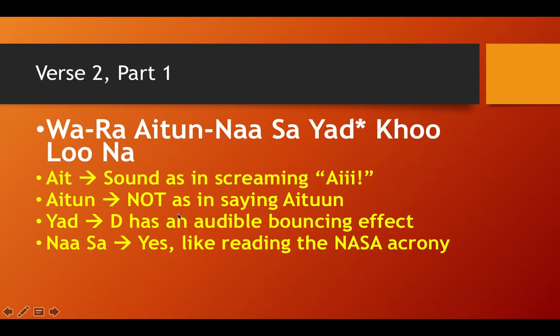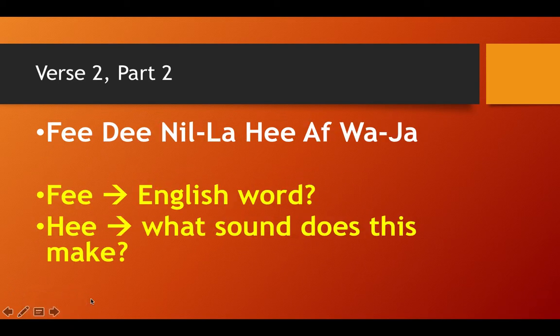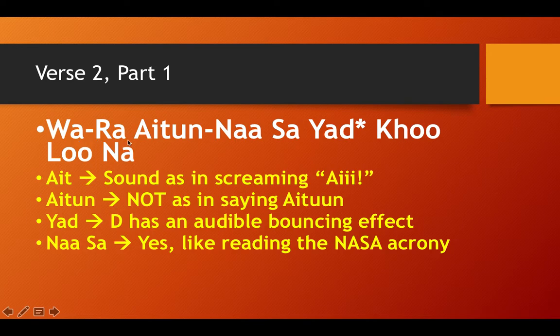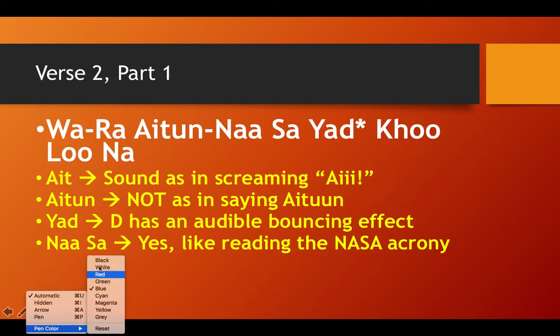Verse 2, let's try that. Wara aitan nasa yadkhuluna. Okay, let me say that one more time slowly. Wara aitan nasa yadkhuluna. Okay? وَرَأَيْتَ النَّاسَ يَدْخُلُونَ. So first of all, you have the ait.